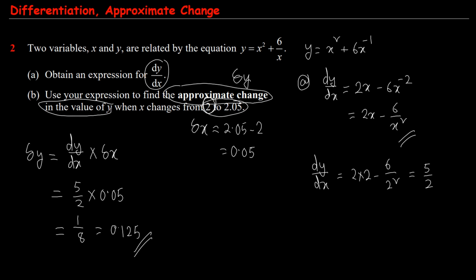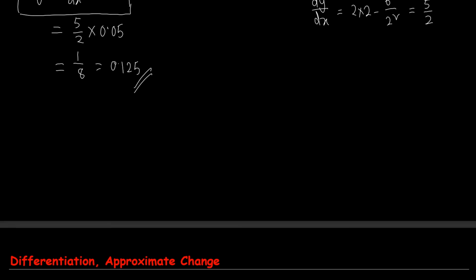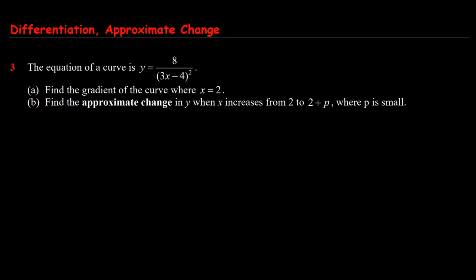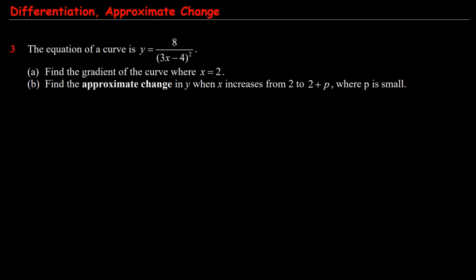Hope, guys, you understood this question and how I did it. So the main equation for the approximate change in y is delta y. If they ask you for the approximate change in volume, then it would be delta v. If it is the approximate change in area, then we can write delta a. In this way you can explain.